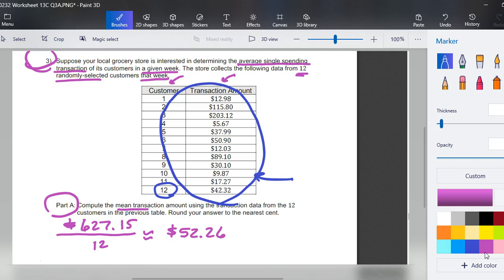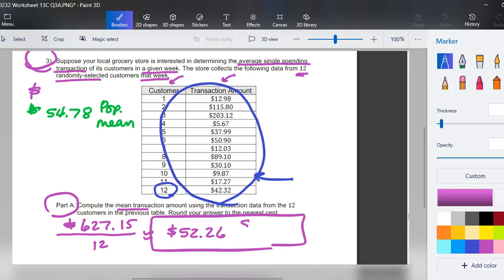So in Part B, they've got it. And they computed the average to be, and I'm going to change colors on this one, $54.78. This is the actual population mean. The one that we calculated, this $52.26, is a sample mean, a sample average of that entire population.